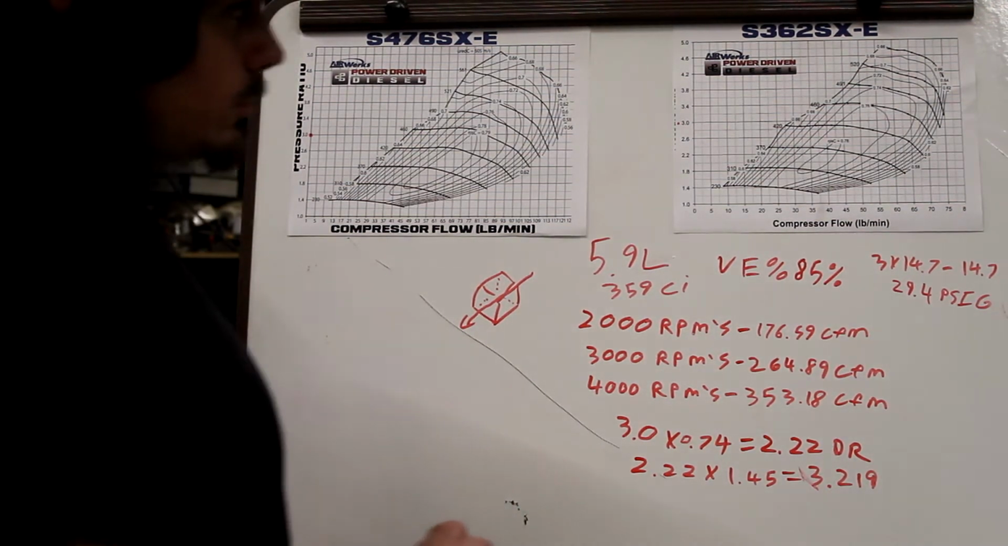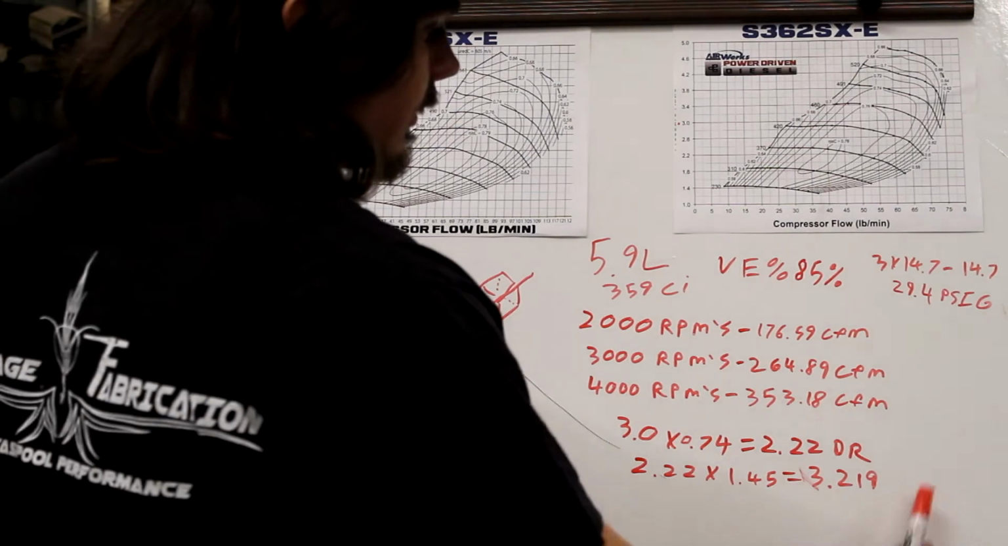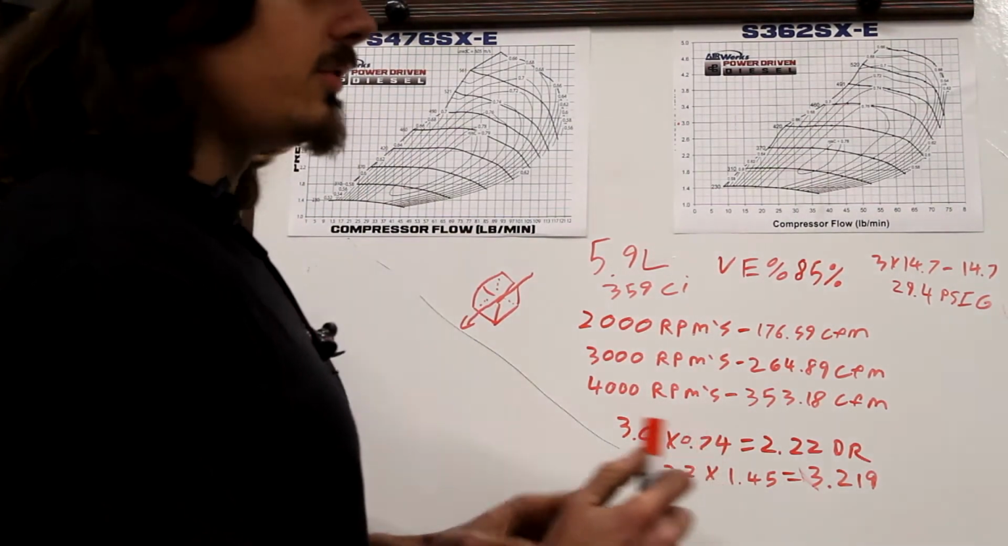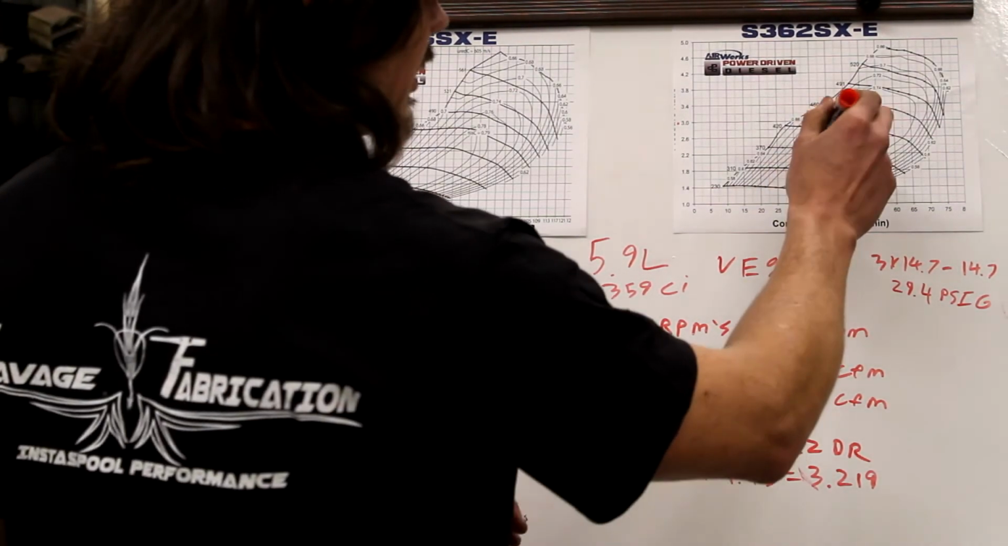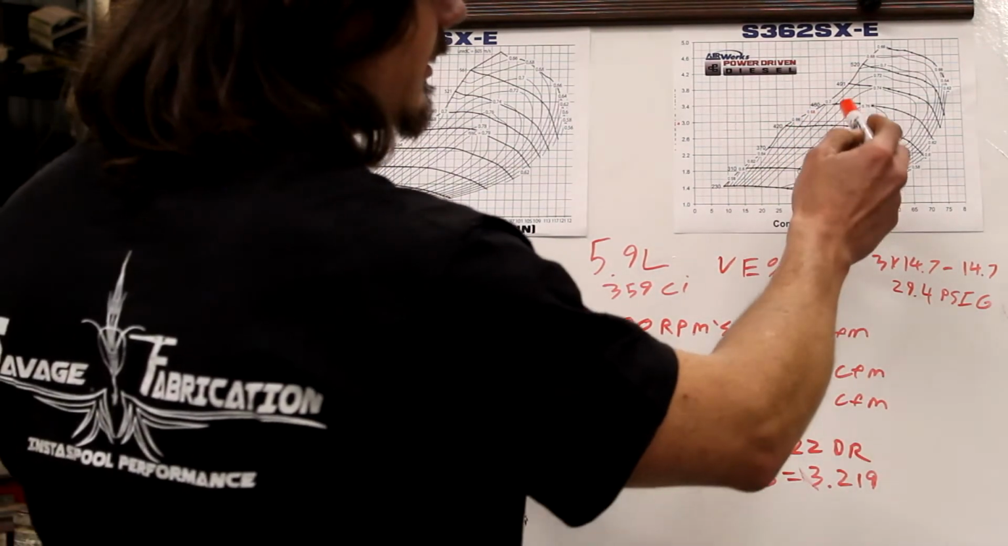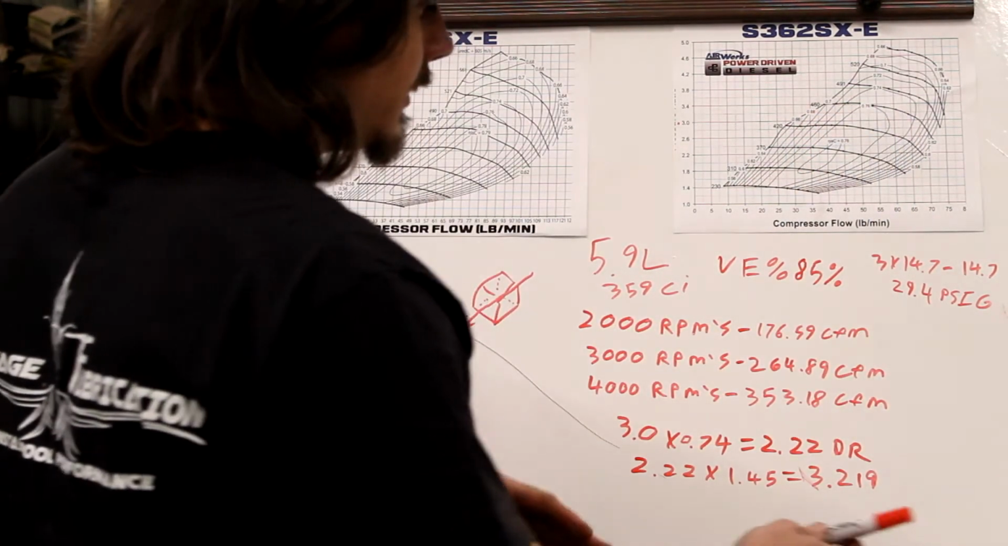Alright, so the next really cool thing that we do, now that we know our density ratio, and this is all theoretical still, is we have to find out where we land and see if what we calculated was even right, because we're going to do the math next.